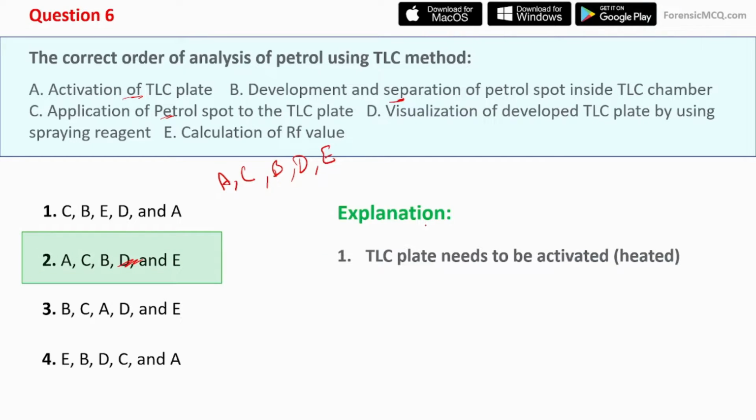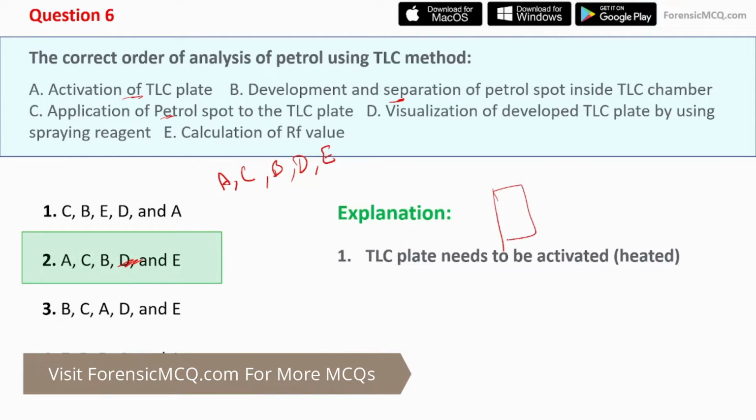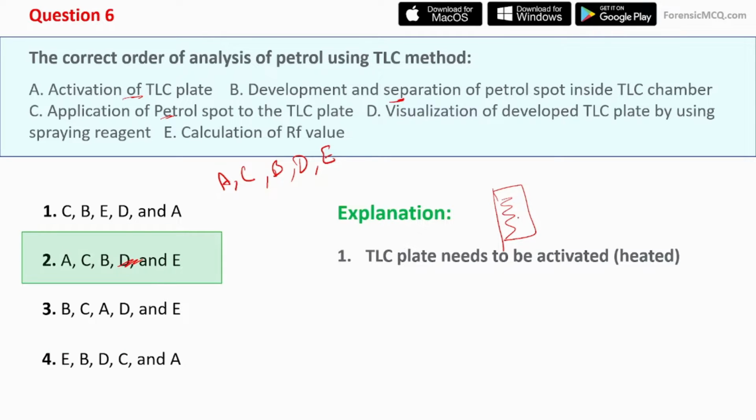So now let's move to the explanation part. The TLC plate needs to be activated and it is done by heating. So the first question will be why we need to activate the TLC plate. As you know, the TLC plate is made up of silica, and with time, the silica gel over the TLC plate absorbs vapors and gets inactivated. So to make it active and ready for TLC analysis, we have to incubate the TLC plate for 30 minutes, and after that, we have to cool it down using a desiccator.